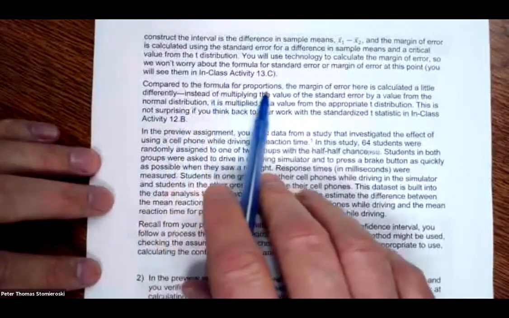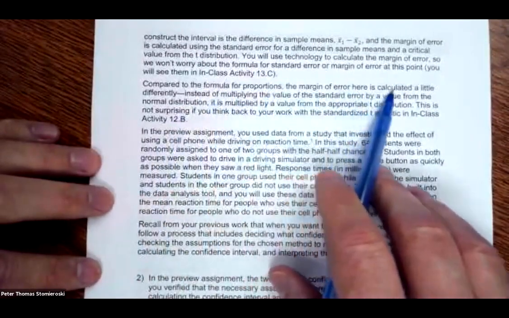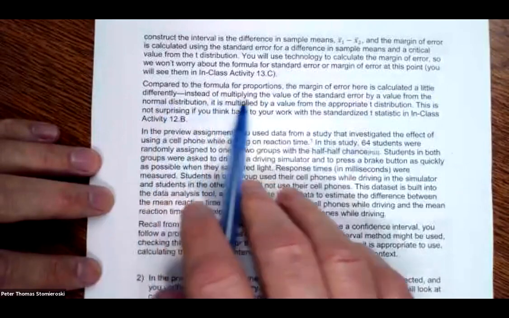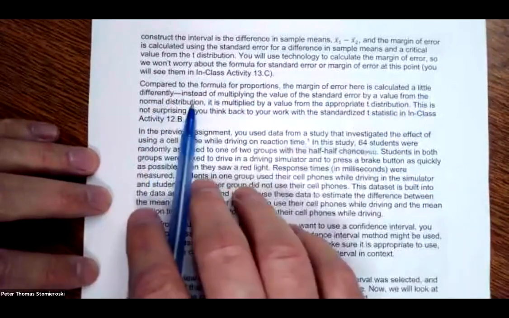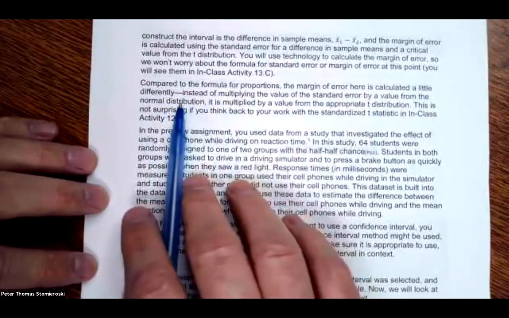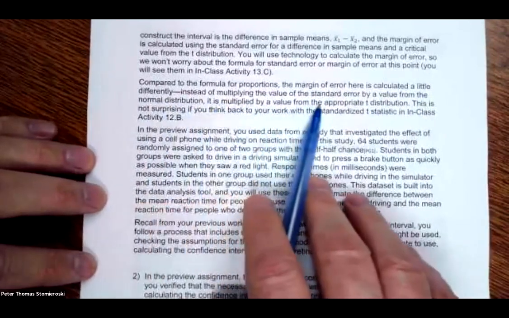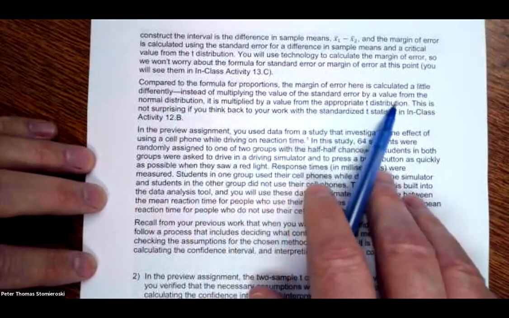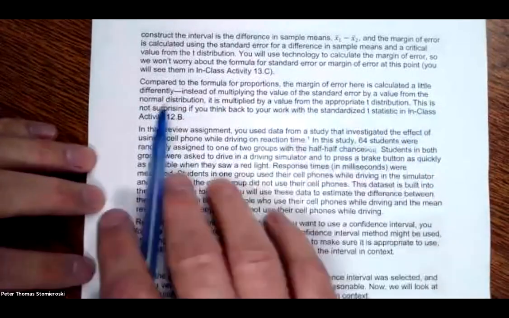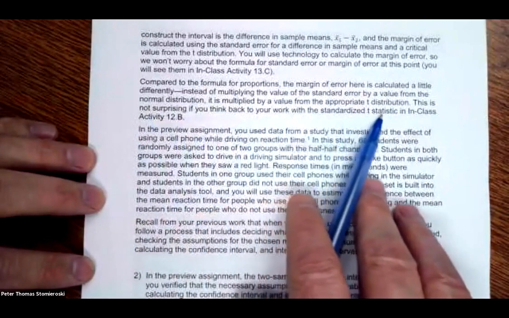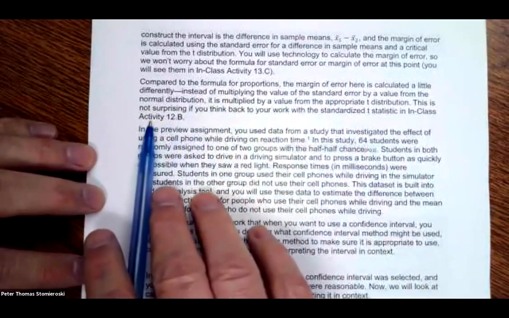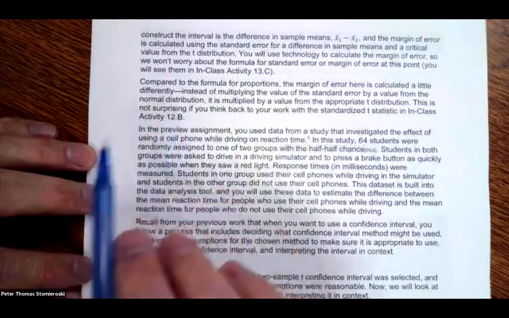Compared to the formula for proportions, the margin of error here is calculated a little differently. Instead of multiplying the standard error by a value from the normal distribution, meaning a z-score, it is multiplied by a value from the appropriate T distribution, or T-score. This is not surprising if you think back to your work with the standardized T statistic for the in-class activity or lesson 12B.